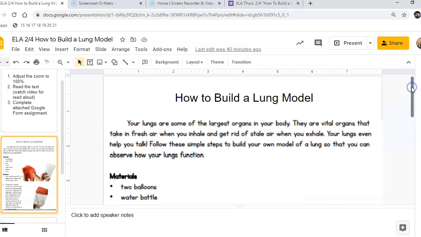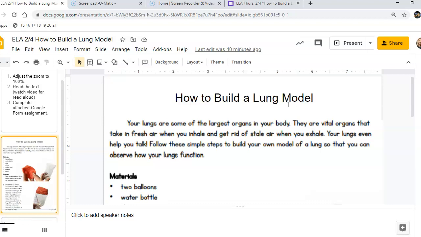All right, so this passage is called How to Build a Lung Model. So this is going to tie in not only with our reading standards, our informational text standards, but this is also going to tie into science right now because we are learning about the body systems, and the lungs are a part of the respiratory system, which all of you should know at this point in time. All right, here I go. Wish me luck. I'm trying to read this.